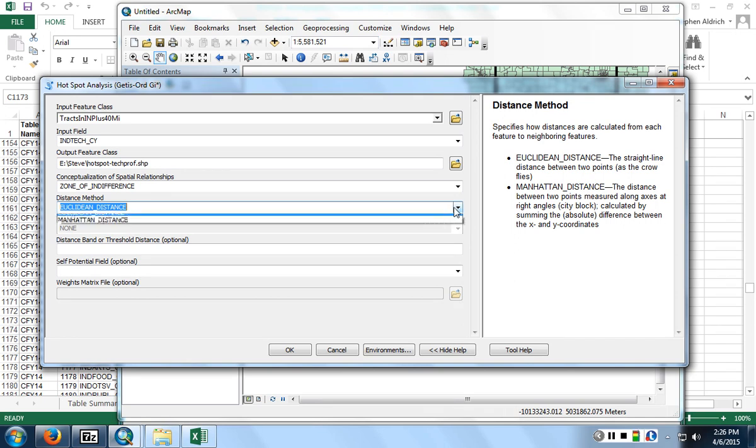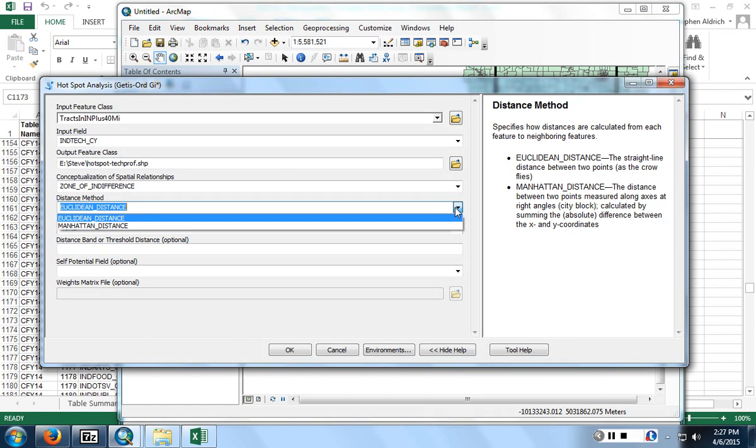Incidentally, what's the difference between Euclidean distance and Manhattan distance? Anybody know? Yeah. So Euclidean distance is straight from one point to another, like as the crow flies, right? What's Manhattan distance? You could define it like they say here, right? The distance between 2 points measured along axes at right angles.